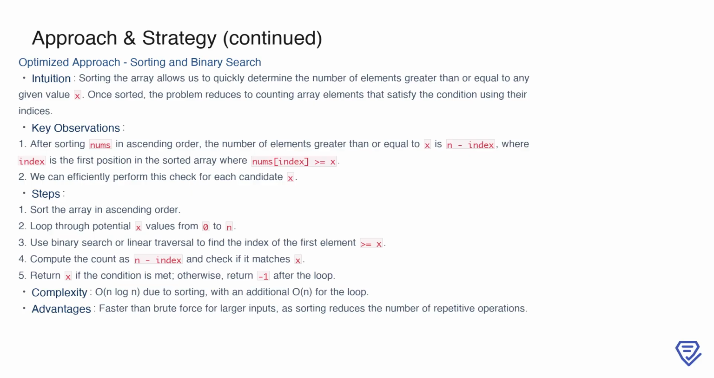Using this insight, we can loop through all potential values of x, find the corresponding index using binary search or linear traversal, and compute the count. If the count matches x, we return it. This method has a time complexity of n log n, due to sorting, with an additional n for the loop, making it significantly faster than the brute force method for larger inputs.